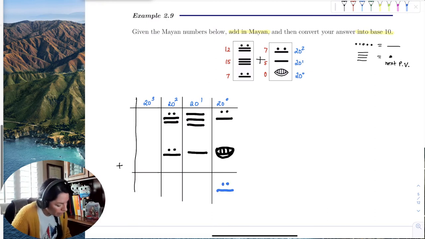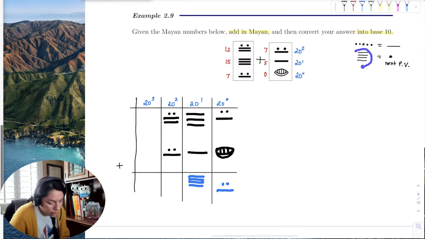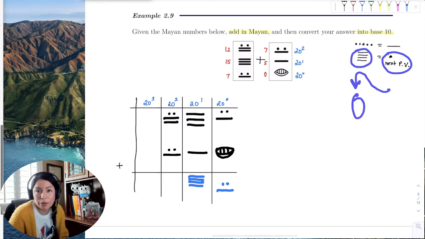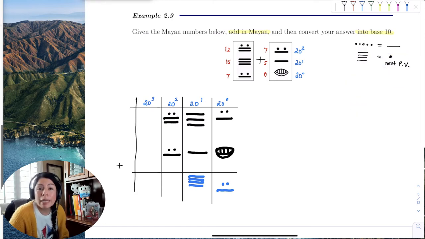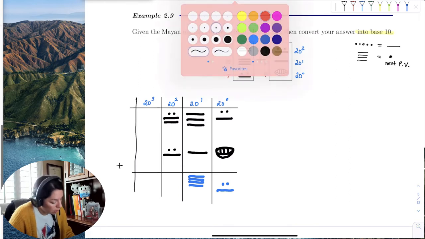Here I have three sticks and a stick, so I do have four sticks. But I did say that if I had four sticks, I have to make it a stone in the next place value. And so that means this turns into a stone. So let me get red.